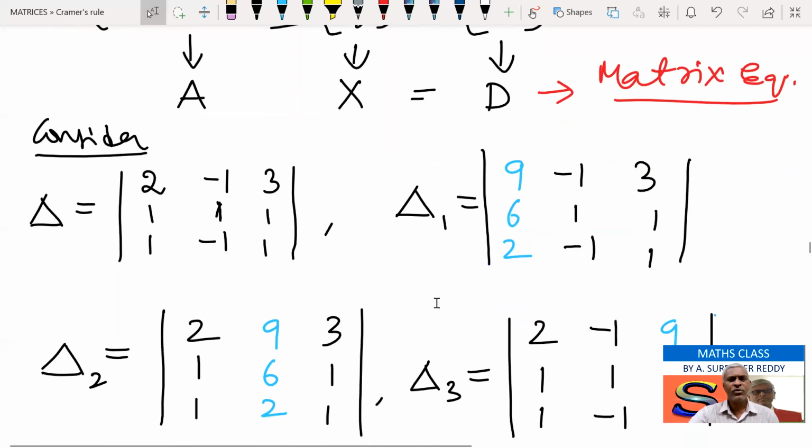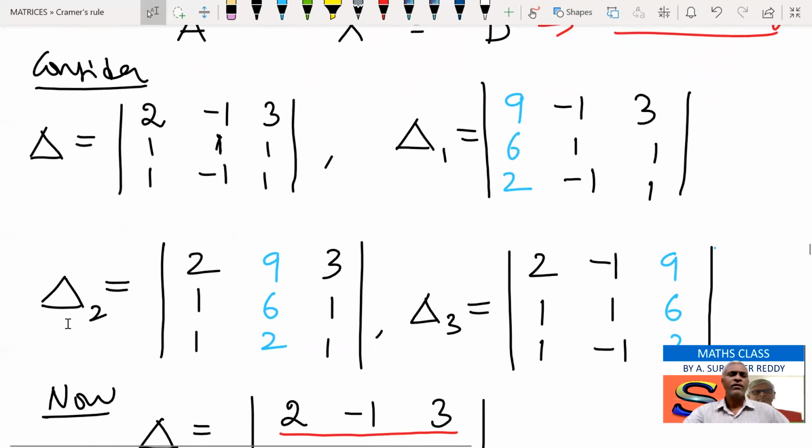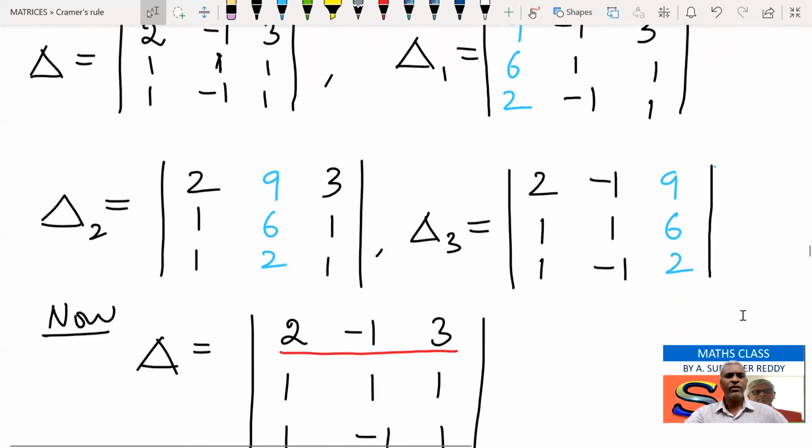So here these four are determinants, delta, delta 1, delta 2, delta 3. Delta is the determinant of A, and delta 1 is the determinant replacing first column with D, delta 2 replacing second column with D, delta 3 replacing third column with D. So taking four determinants like this and find their values.